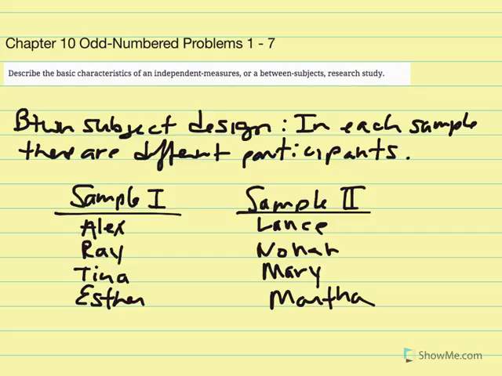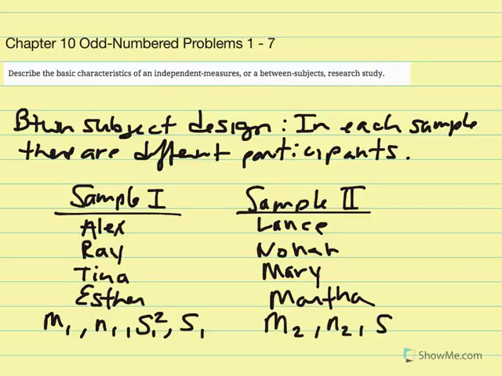So each sample is going to have its own statistics. We would have average, we'd have sample size, we'd have variance, and we'd have standard deviation, all for our first distribution. And similarly, we would have all those statistics for our second distribution. We would have an average, the sample size, the variance, and standard deviation. And having that information, again, would be different for both of our samples.